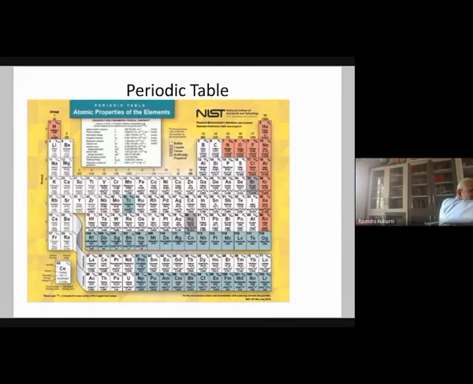So these rows chemists call periods, and these columns they call groups. Now let me tell you that Mendeleev's table is one of the periodic tables. Even contemporaries of Mendeleev had some other representations, which were periodic tables.